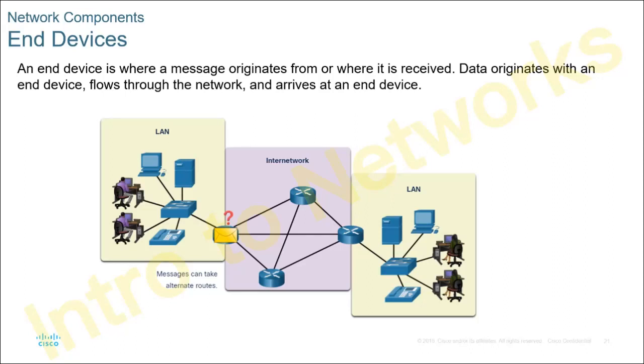Here we have an internetwork, which is an actual network that will act as a network of networks, and it will take something from a local network, a LAN, a local area network, and it will allow for communication to a separate LAN regardless of geographical location.